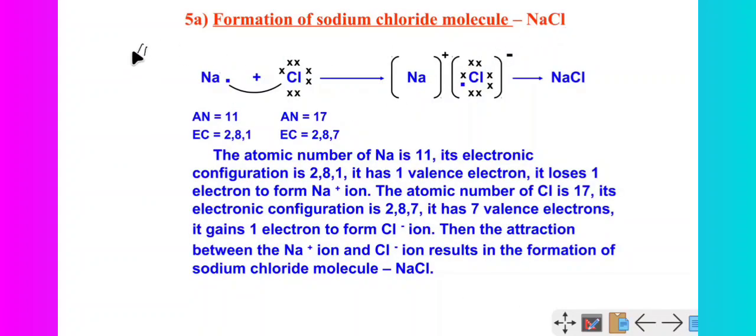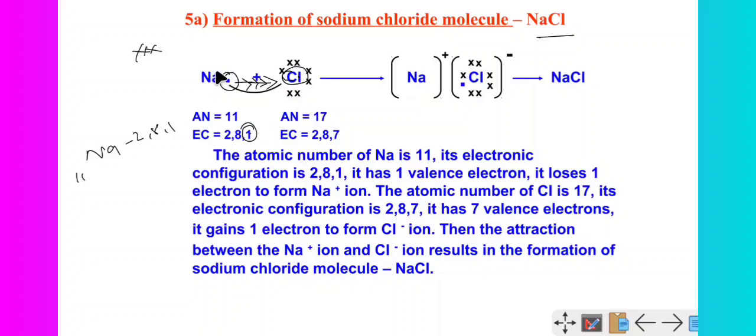This part is very important. How is NaCl formed? First step, sodium has atomic number 11, so it has 2, 8, 1. In the last valence shell, it has only 1 electron. Chlorine has how many electrons in the valence shell? 1, 2, 3, 4, 5, 6, 7. Chlorine will gain this 1 electron of sodium because chlorine is an electronegative element.